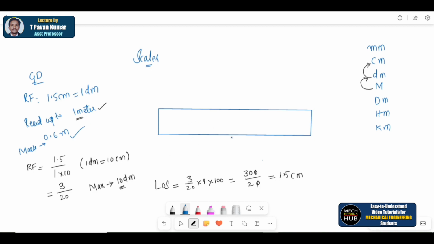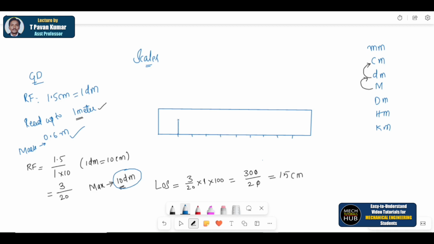I try to divide this complete length, which is in meters, into 10 parts, because the maximum distance is 1 meter, so 1 meter is equal to 10 decimeters. Next subunit I have considered, so 10 divisions I'll try to make. Again, maybe this is the first division, 1, 2, 3, 4, 5, 6, 7, 8, 9, 10. 10 divisions I made.